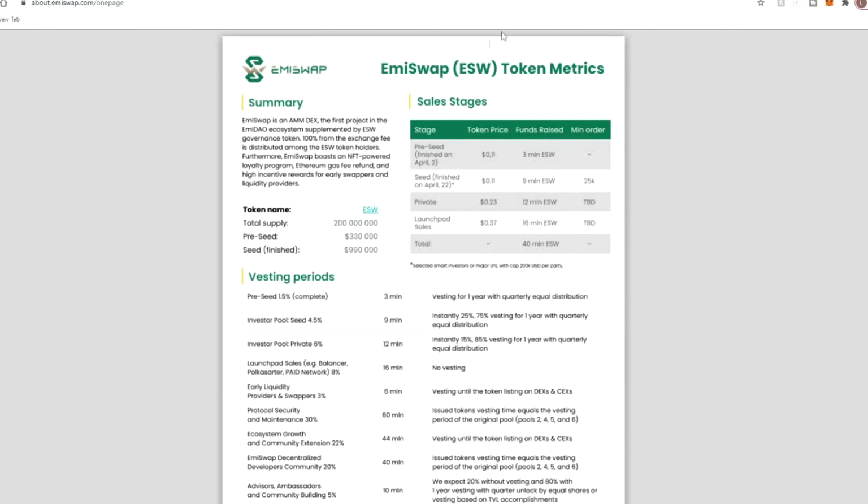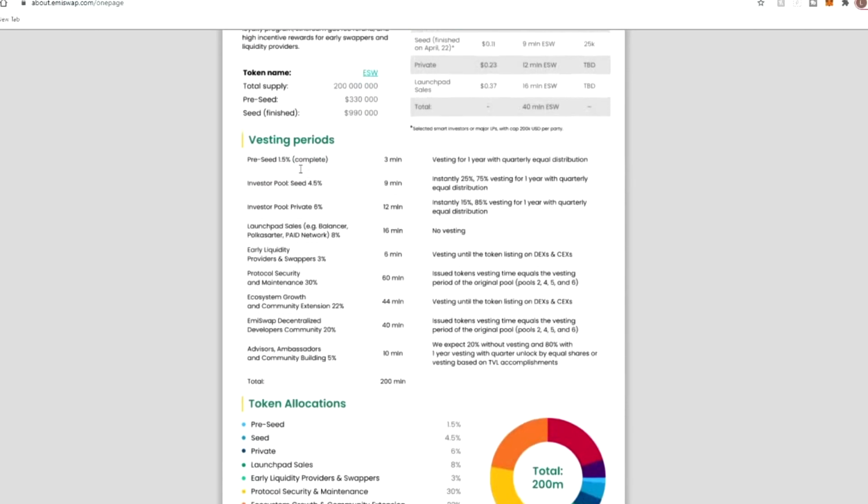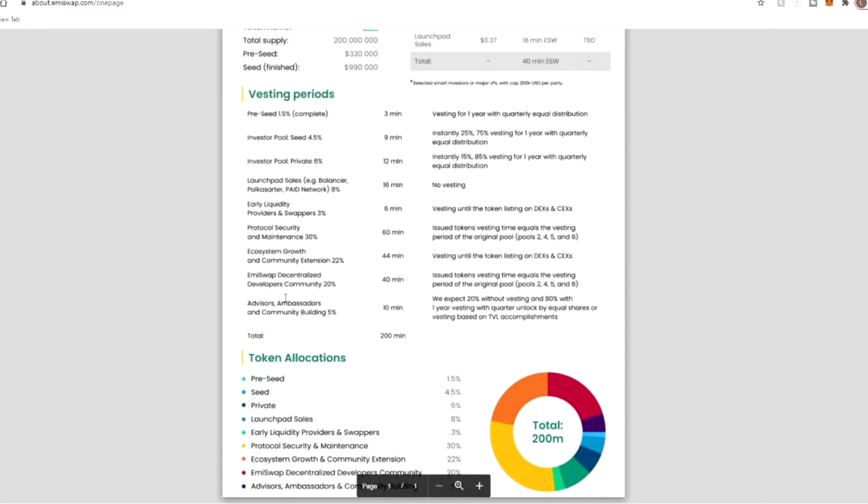If I head over to the token metrics, if you guys don't understand the token, this is the EmiSwap token. There's a total supply of 200 million and the pre-seed 330,000. The seed finish, 990,000. You have the vesting periods here, but we'll get through that here. So the token allocation, as you can see here.